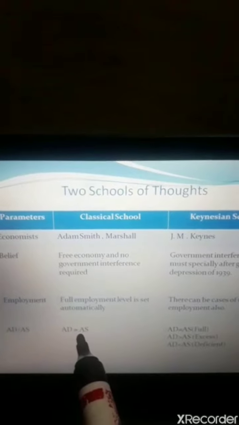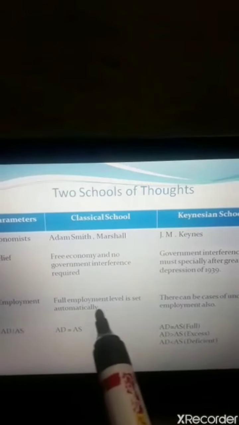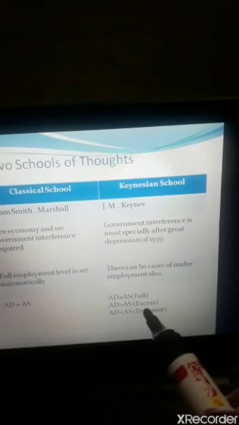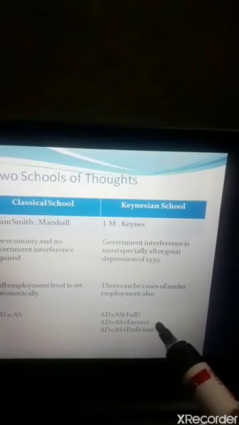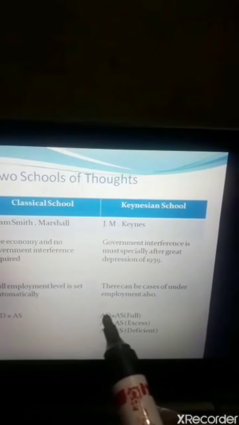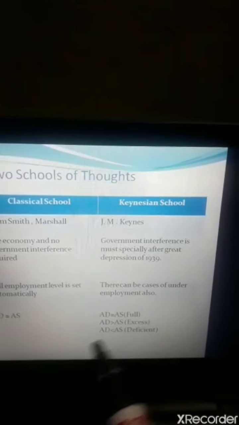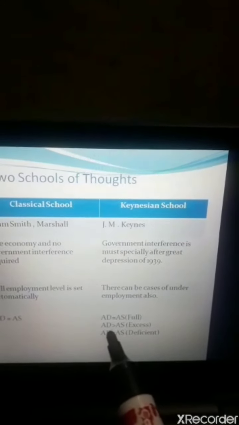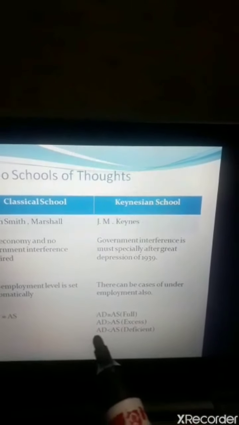Aggregate demand and aggregate supply are always equal because of the full employment situation in the classical school concept, but the Keynesian school suggested there can be three situations: full employment level, excess demand and deficient demand. In the full employment level, aggregate demand will be equal to aggregate supply. In an excess demand situation, aggregate demand will be more than aggregate supply. In a deficient demand situation, aggregate demand will be less than aggregate supply.